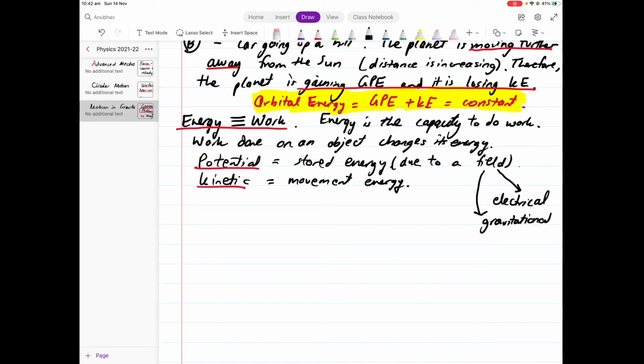Unfortunately, there's no magnetic potential. I've never seen that before. What have we done? We've done gravitational potential, electrical potential. Chemical is due to the bonds. So when I was talking about the banana, there's hydrocarbon bonds. You do this in chemistry.